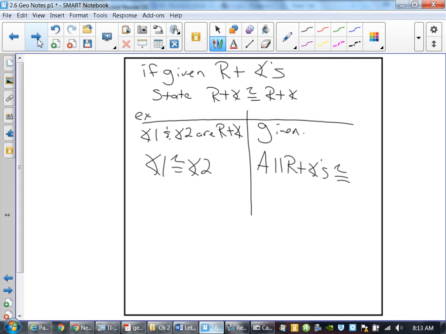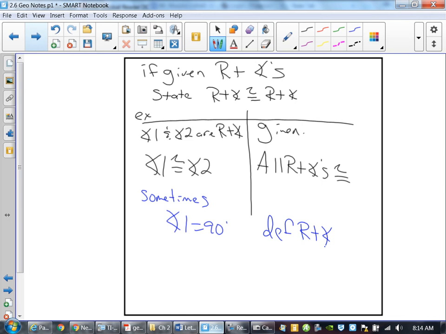Sometimes, every once in a while, you might have to do something like angle 1 equals 90 degrees, and that might be a definition of a right angle. And that's completely fine. Every once in a while, you might have to do that.